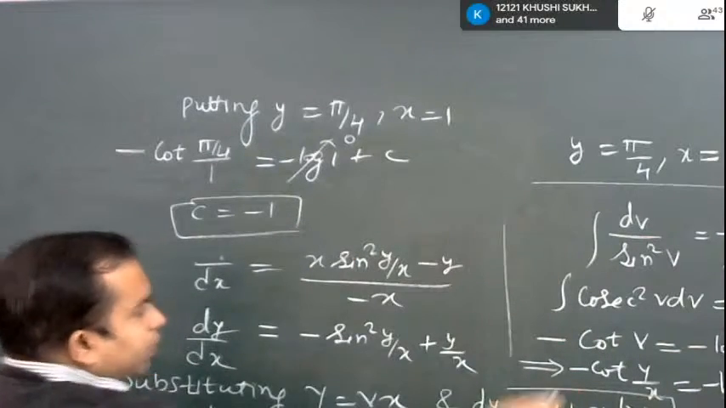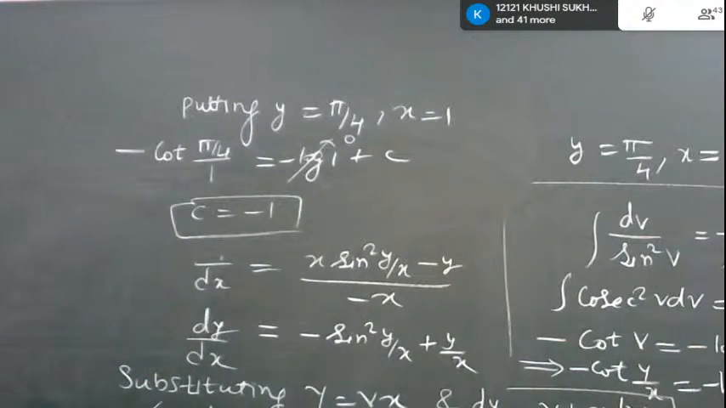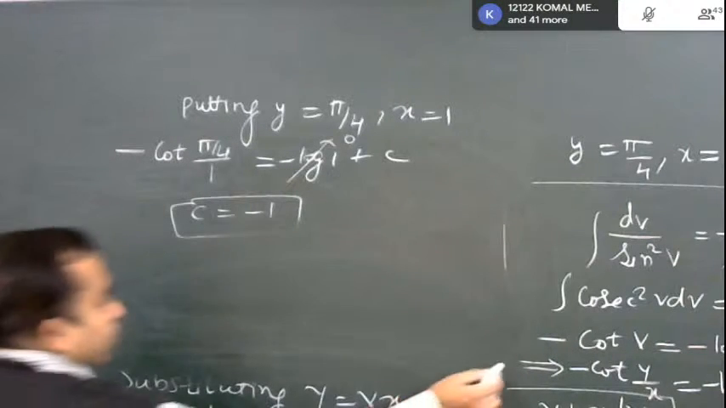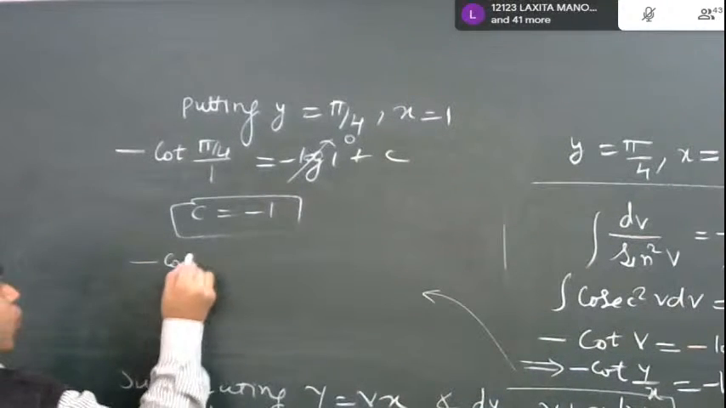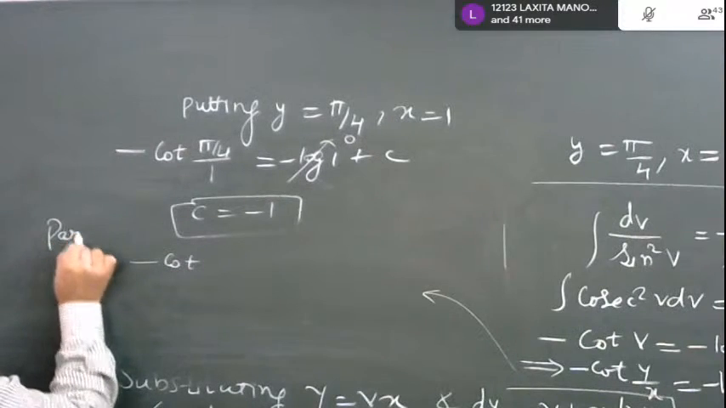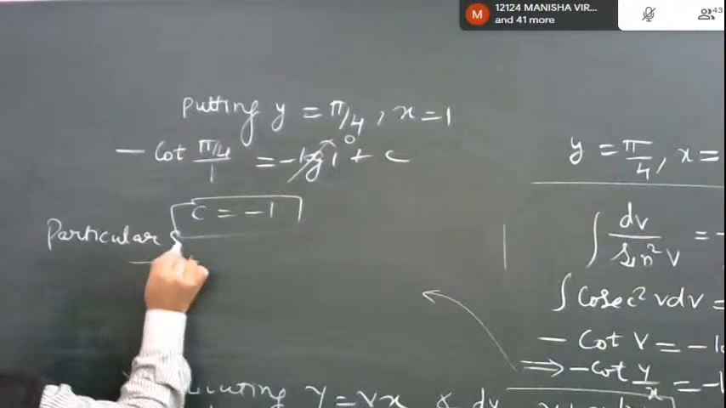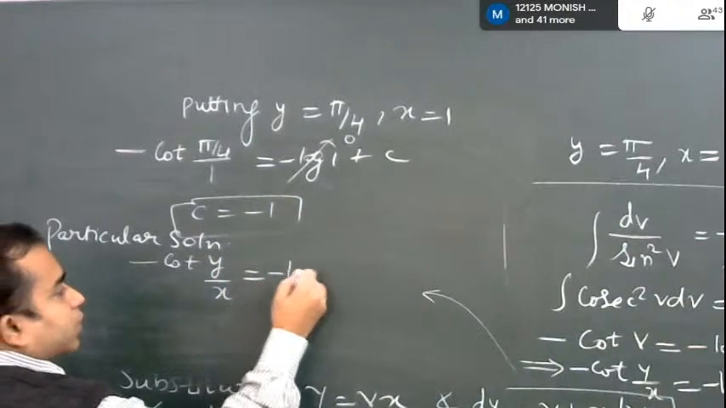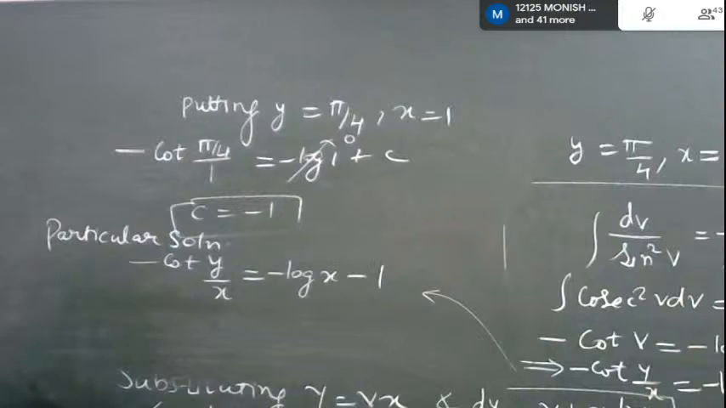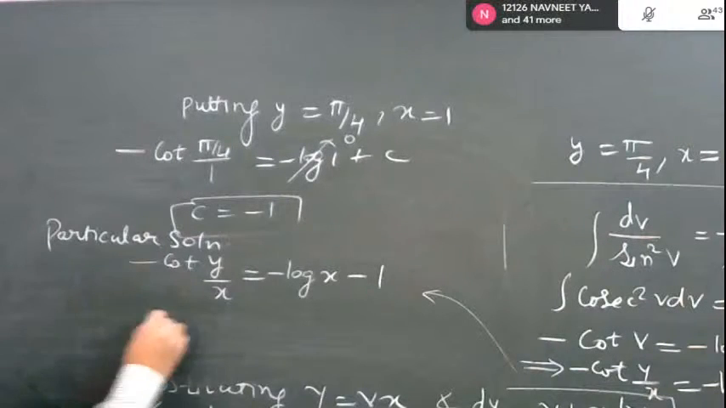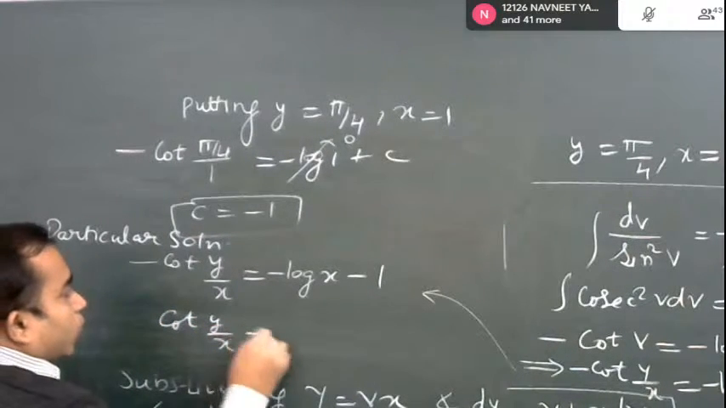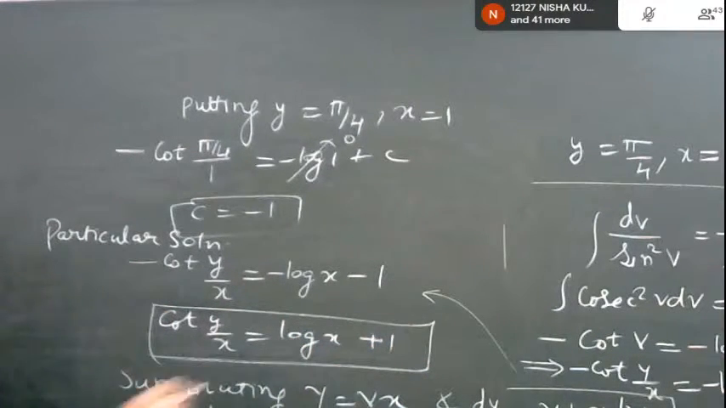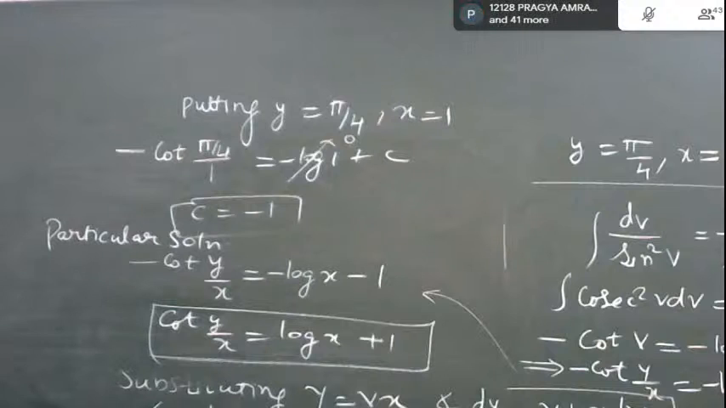Again you substitute there and declare it as your final answer. So, be ready to check the answer. This will become the particular solution: minus cot y upon x equals minus log x minus 1, minus cancelled throughout, and it will become cot y upon x equals log x plus 1. Students, please check the answer, and this itself is looking simplified, correct?